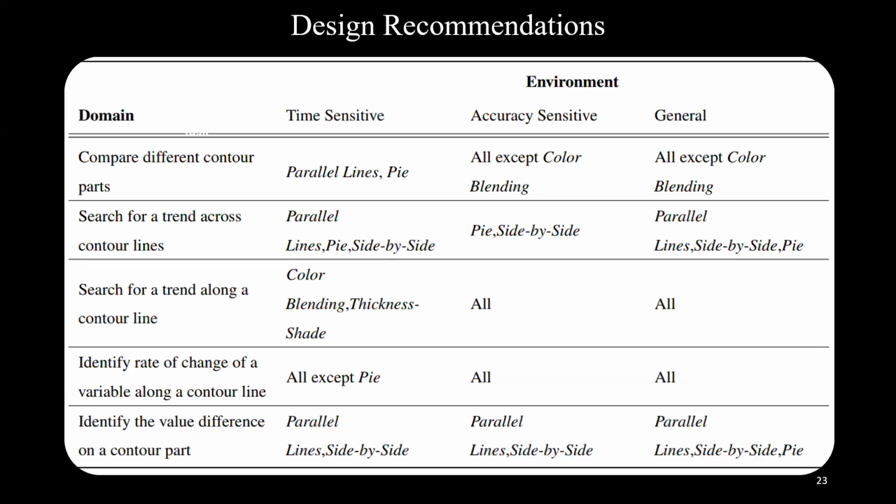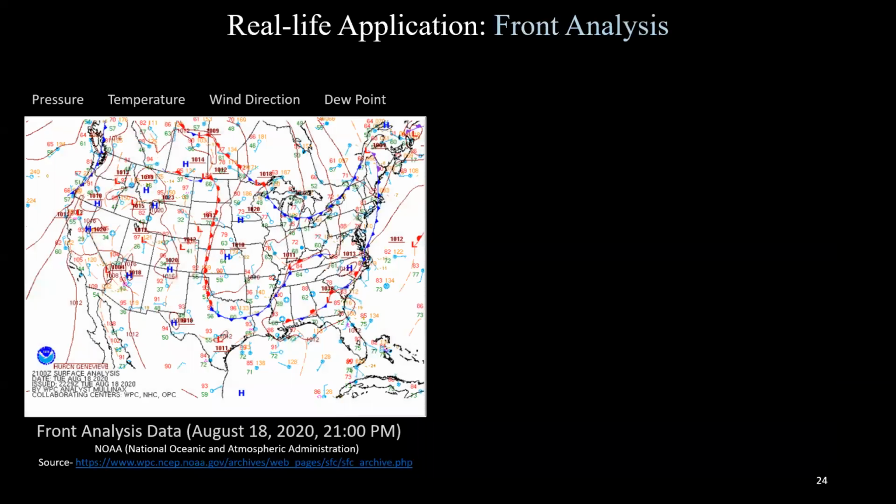So finally, we generated a table that recommends designs to use for various task domains in 3 different environments. Each of our 5 designs was recommended in at least one scenario. Let's see a real-life application now.